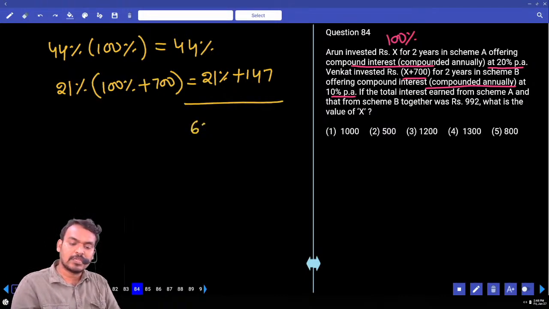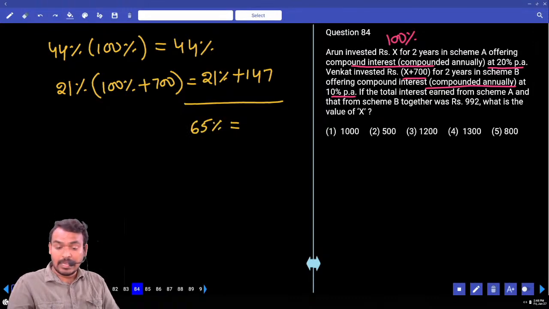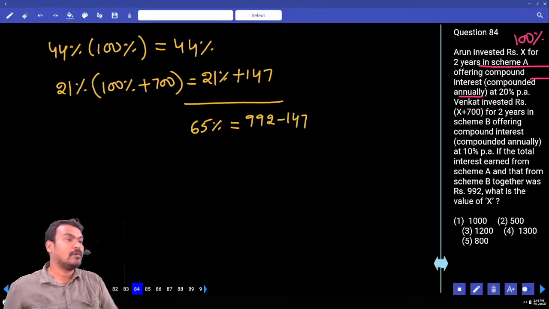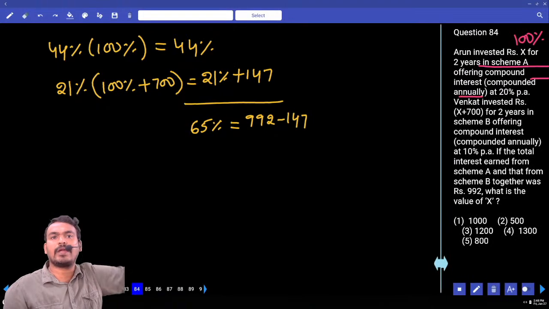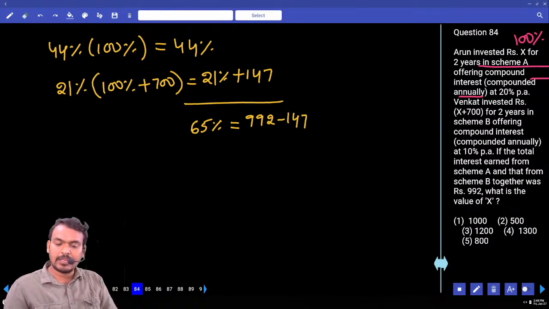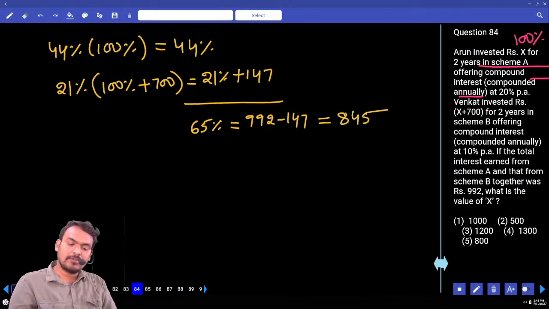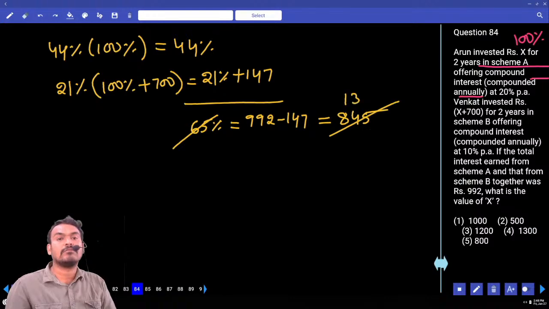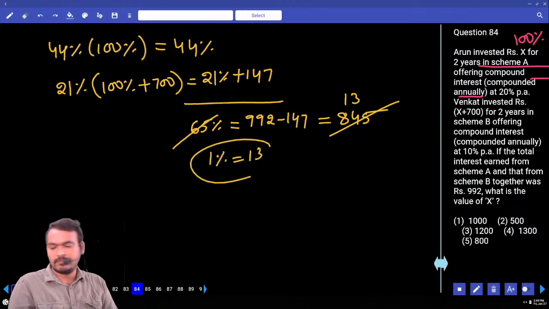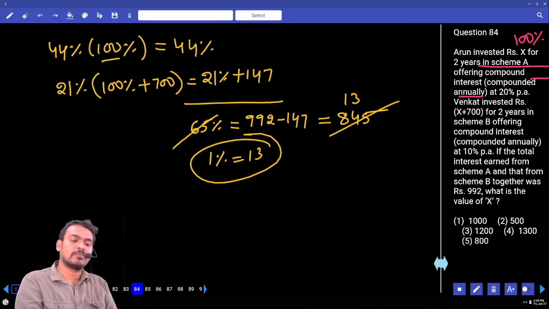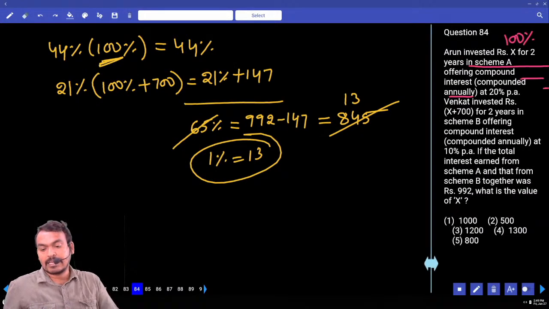44 plus 21, that is 65%, equals 992 minus 147. Because when 147 is added on the left hand side, it becomes minus 147 on the right hand side. 992 minus 147 is 845. 65 goes into it 13 times, since it is more than 10 times and ends with 5, so only 3 is possible. Then 1% is 13. The question asks for the X value, which is 100%. So the answer is 1300.